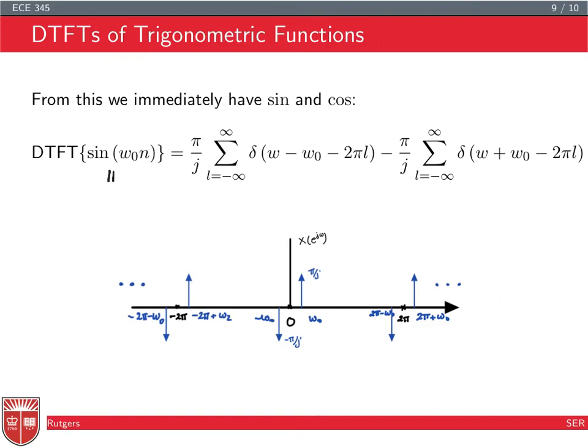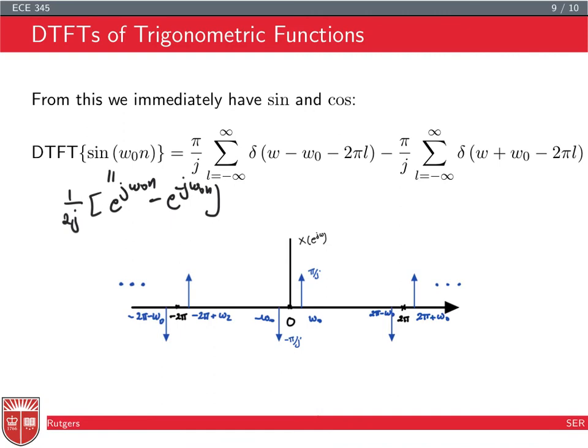So we know that the sine function is 1 over 2j times e^{jω0n} minus e^{-jω0n}. And this is why you're going to get π over j here, so this j here, and then you have delta of ω minus ω0 minus 2πl and ω plus ω0 minus 2πl. So this part here is going to give you the frequencies at ω0 and its shifted versions. And this guy here is going to give you the frequencies at negative ω0 and its shifted versions.